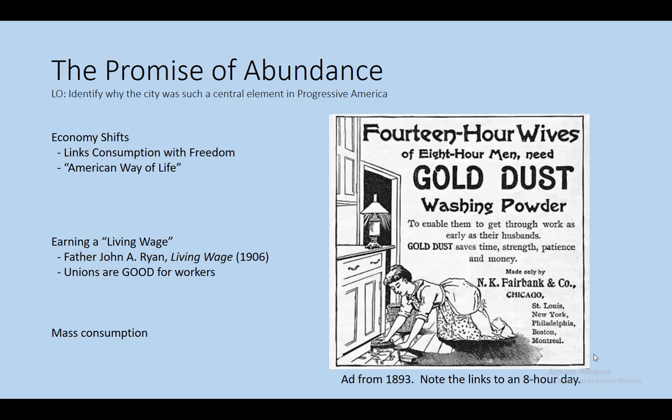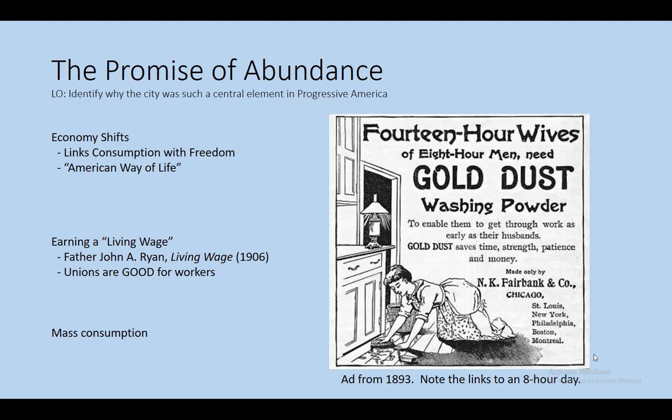So, in order to have the, quote, American way of life, you need to be able to purchase things. And in order to purchase things, you need to be paid what was, quote, a living wage. And so earning a living wage came to be viewed as a natural and absolute right of citizenship. One of the more important people arguing this is a priest named Father John A. Ryan, who wrote a book called Living Wage in 1906.